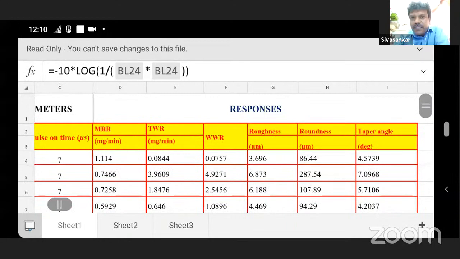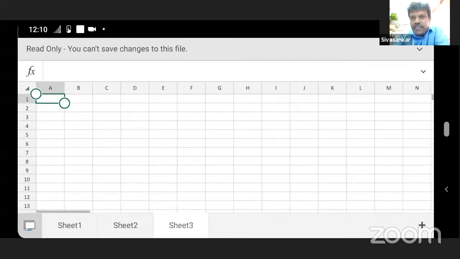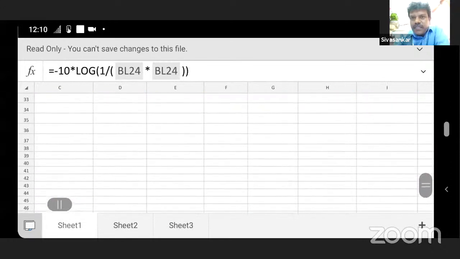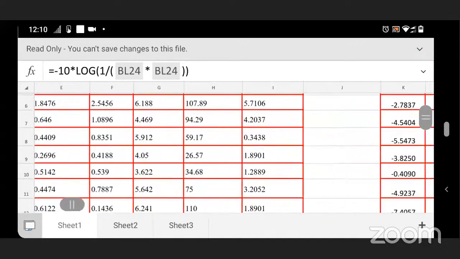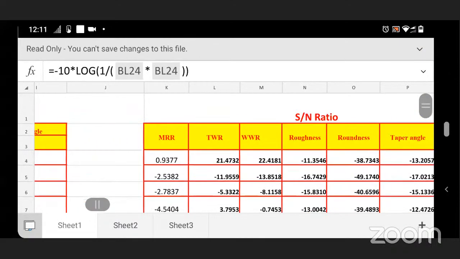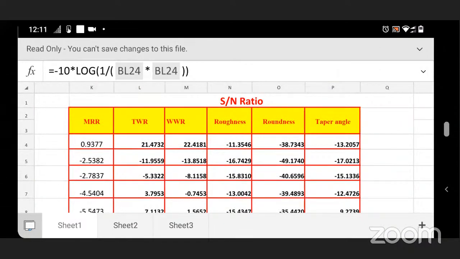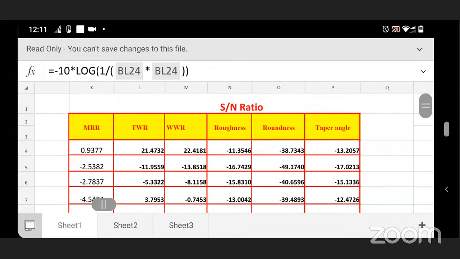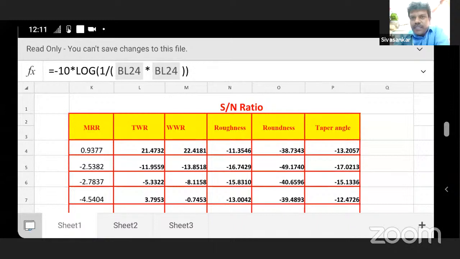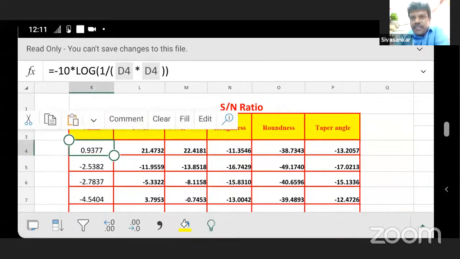Go to the second table, sir. Here the SPL ratio is calculated. Please select the first cell in MRR. You see the formula: the SPL ratio for this particular case is equal to -10 into log of 1 by the square of that particular value. Like that, the SPL ratio is calculated for all 20 values of MRR.